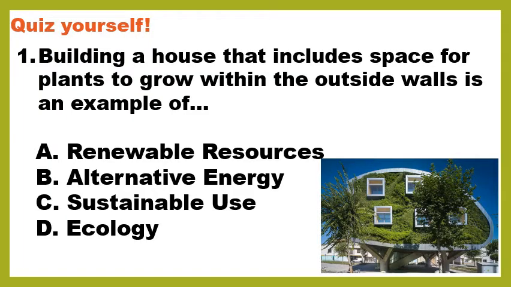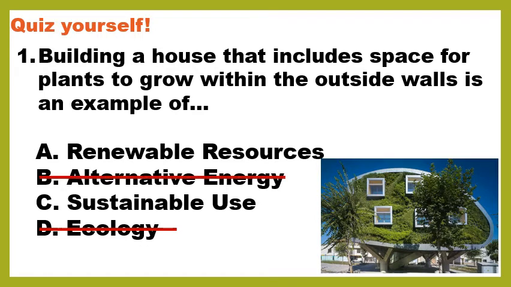Let's review a little bit from yesterday. Building a house that includes space for plants to grow within the outside walls is an example of A, renewable resources, B, alternative energy, C, sustainable use, or D, ecology. 5, 4, 3, 2, 1. I'm going to get rid of ecology because that is the study of living and non-living things in an environment. So while a building is non-living and plants are living, it's not exactly ecology.